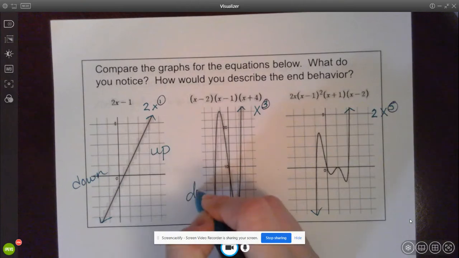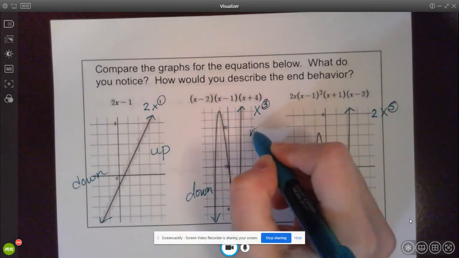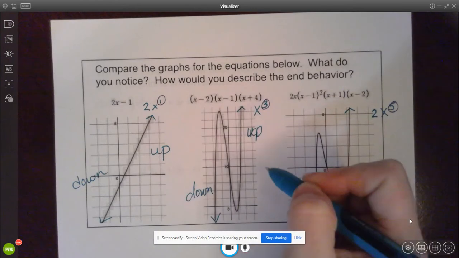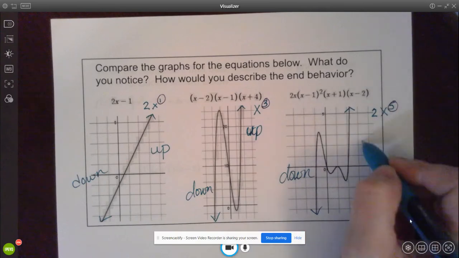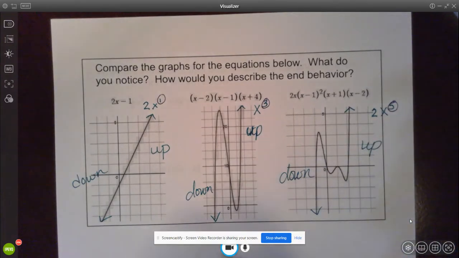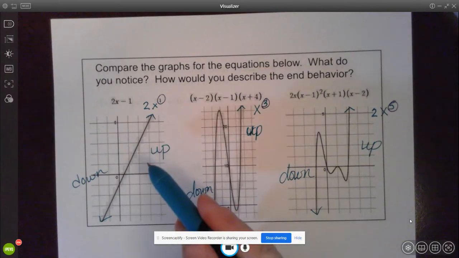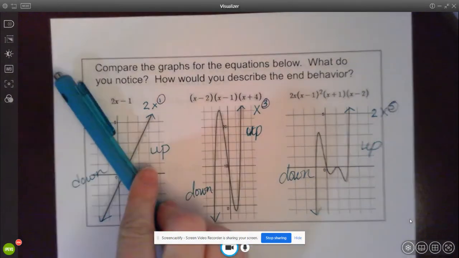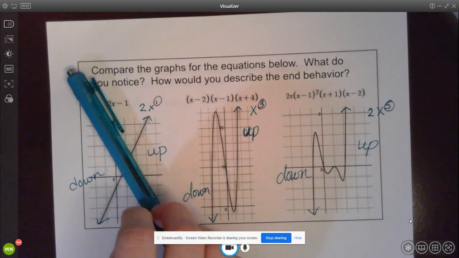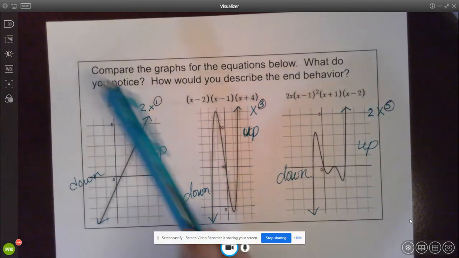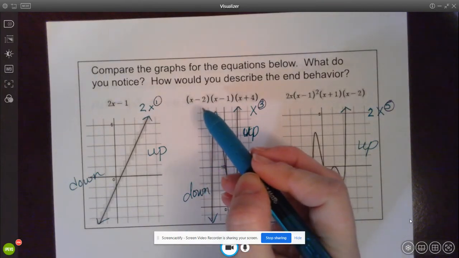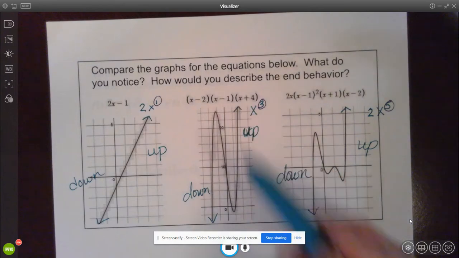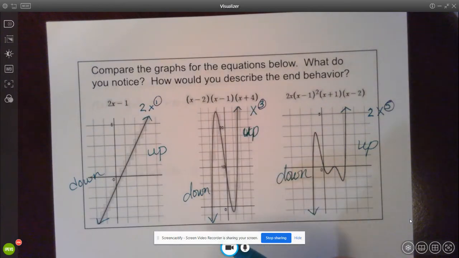Same thing here. Left is down, right is up. I was going to write right instead of up. Same thing. Left is down and right is up. Now, if I reflected this, thinking back to our first example, if I had a negative slope, the left would be up and the right would be down. Same thing here. If I reflect this, this arrow is going to come up to the top. So the left would be going up and the right would be going down. So that's the difference between the odd and the even exponents.